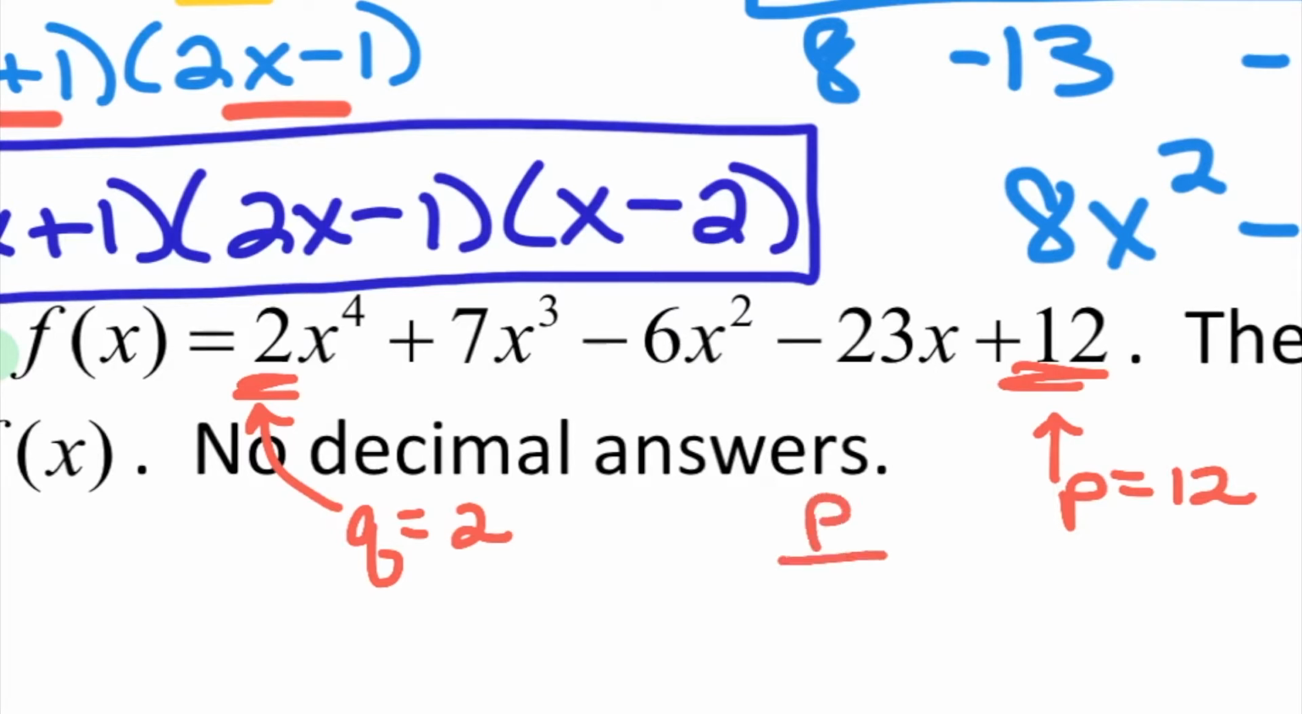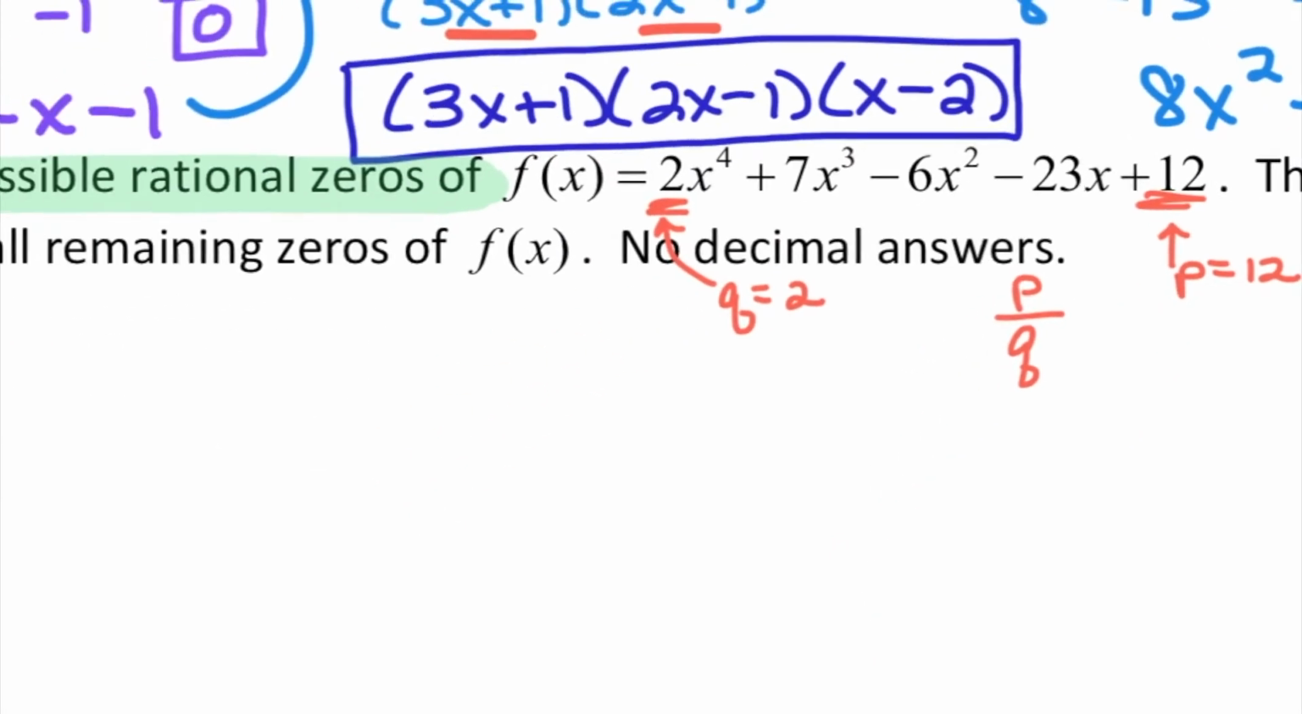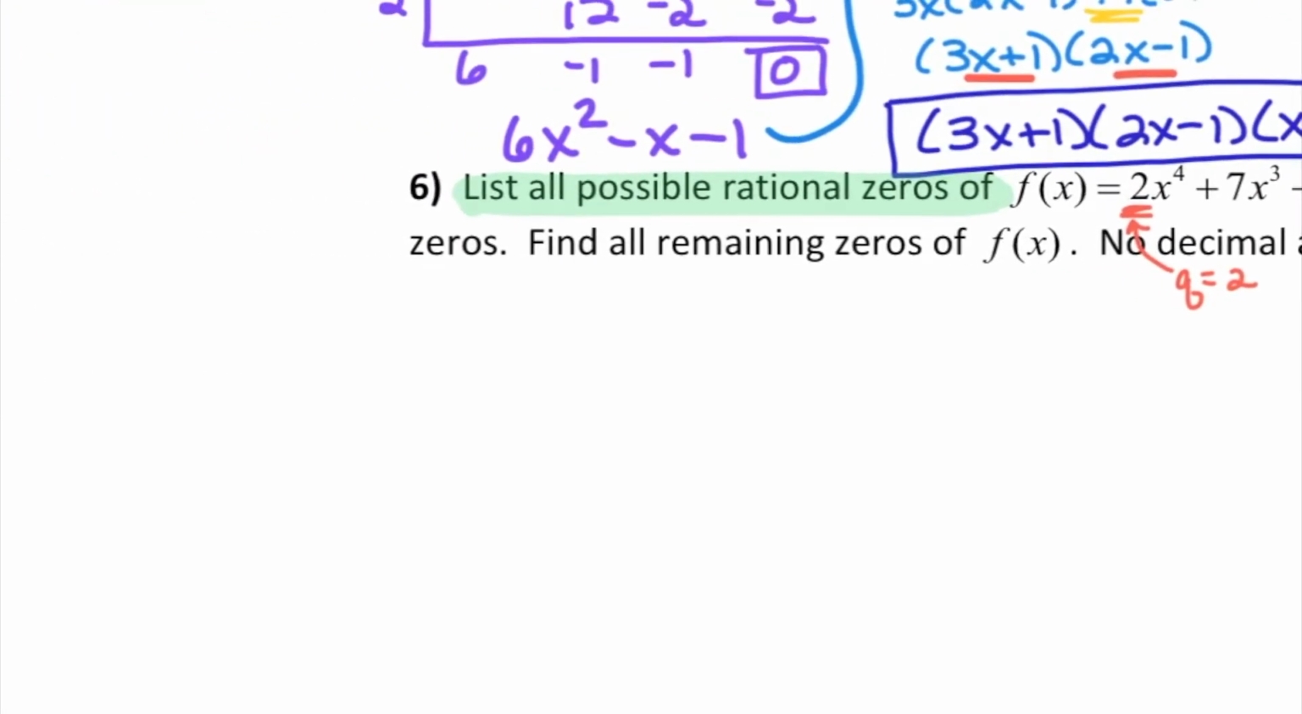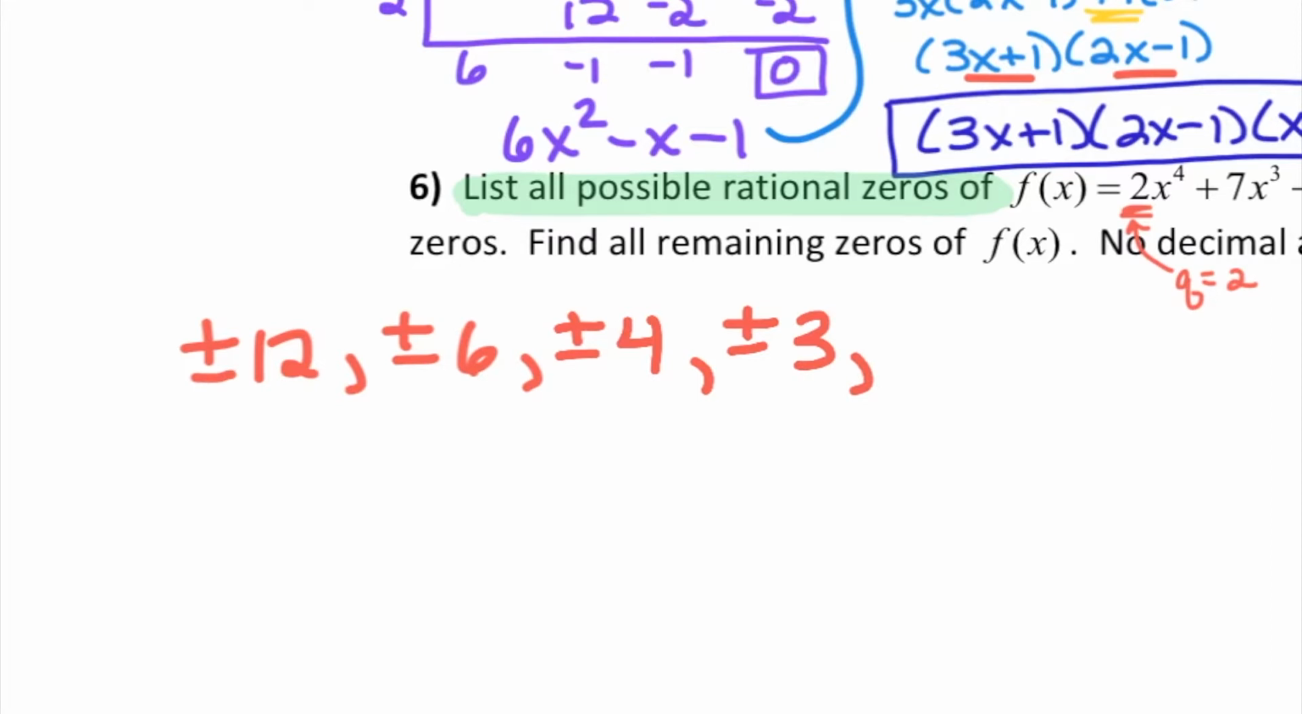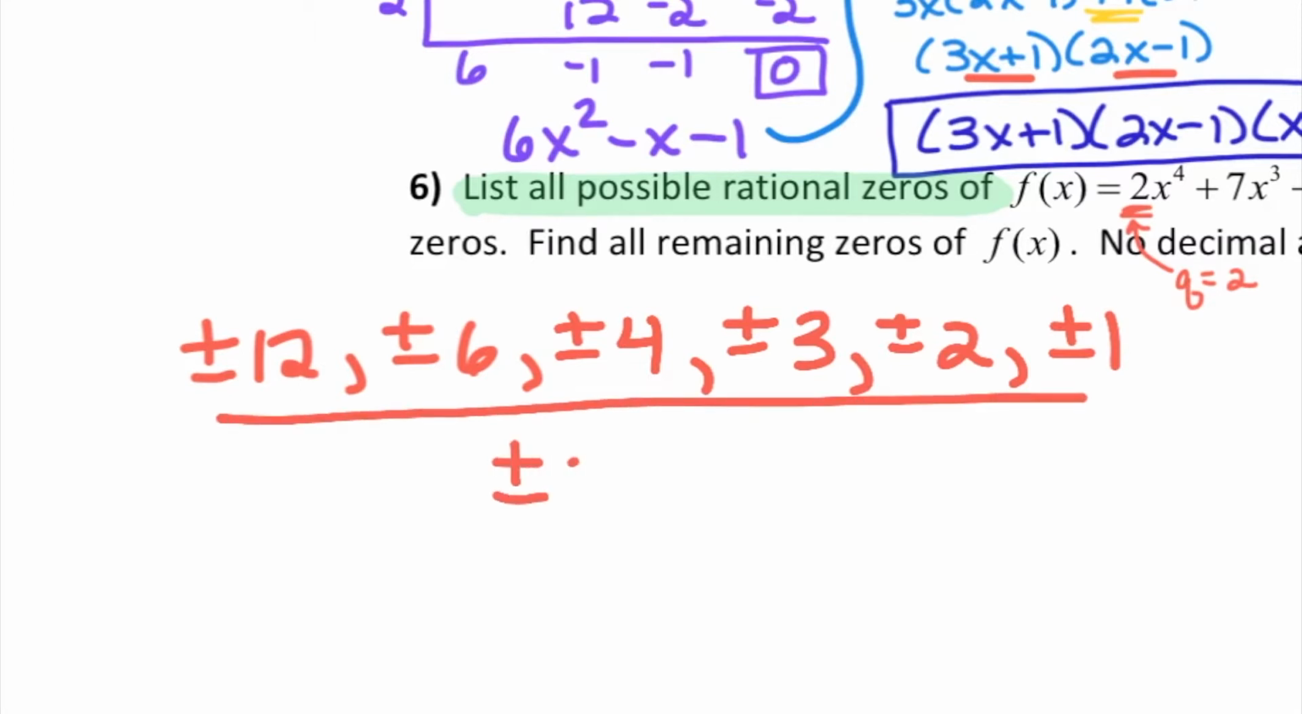Remember that it's P over Q, and so you want to list the factors of 12 in the numerator, so it'll be plus or minus 12, plus or minus 6, plus or minus 4, plus or minus 3, plus or minus 2, plus or minus 1, all over plus or minus 2 and plus or minus 1. And you want to look at every possible combination of 12 over 2, 6 over 2, 4 over 2, 3 over 2, 2 over 2, 1 over 2, and then 12 over 1, 6 over 1, 4 over 1, 3 over 1, 2 over 1, 1 over 1.